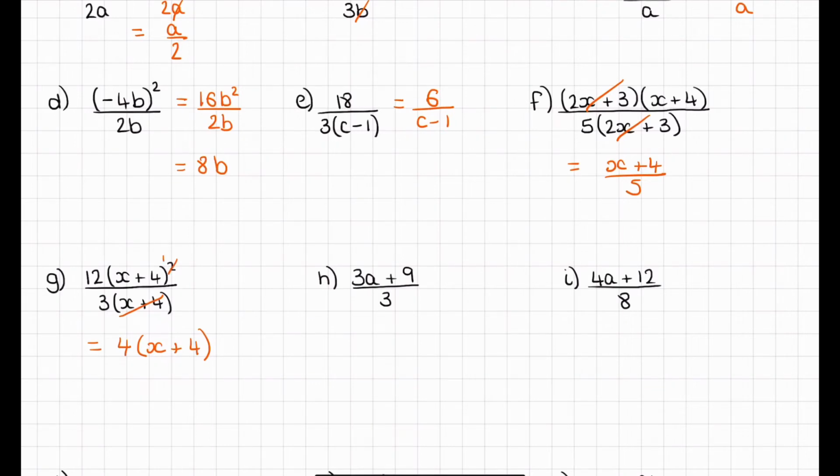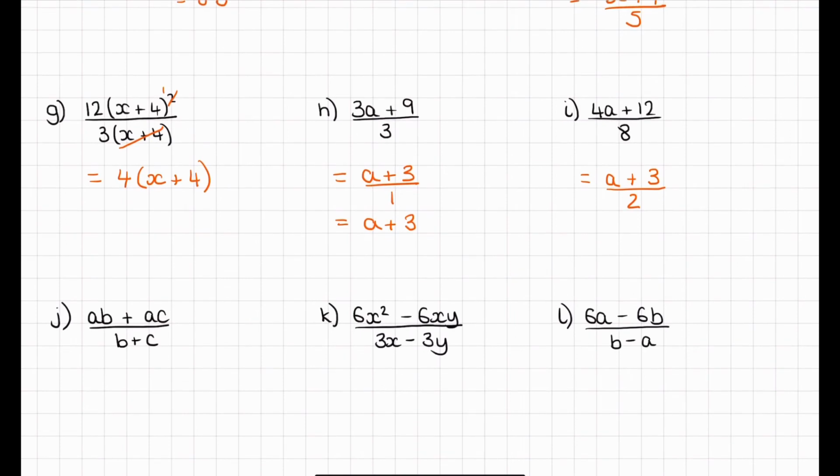H, if we look at H, we'll notice that we've got 3a plus 9 all divided by 3, and 3 is common in all terms, so we can divide everything by 3. So we'd get a plus 3 really over 1, and then we can just write that as a plus 3. Now I, same thing, a number that's common between them all is 4, so 4a divided by 4 is a, we'll get plus 3, 12 divided by 4 is 3, and all that divided by 2. So to simplify everything by 4.